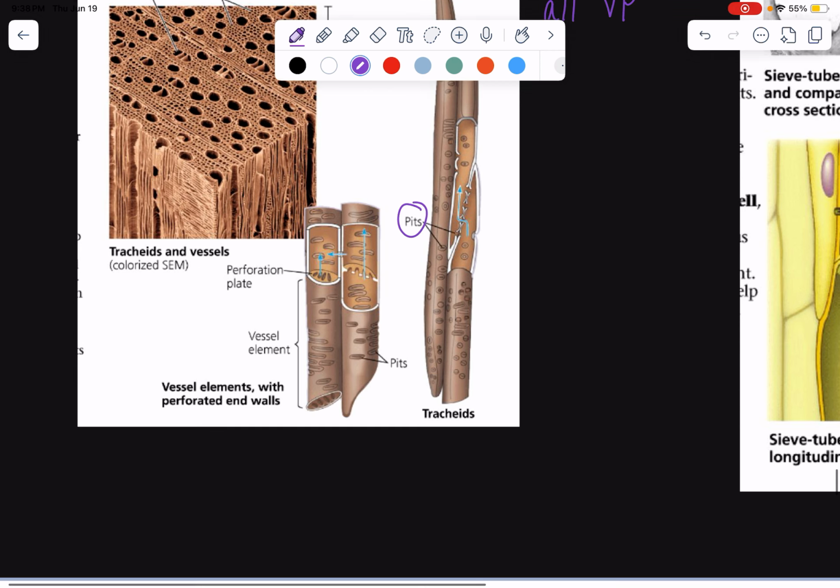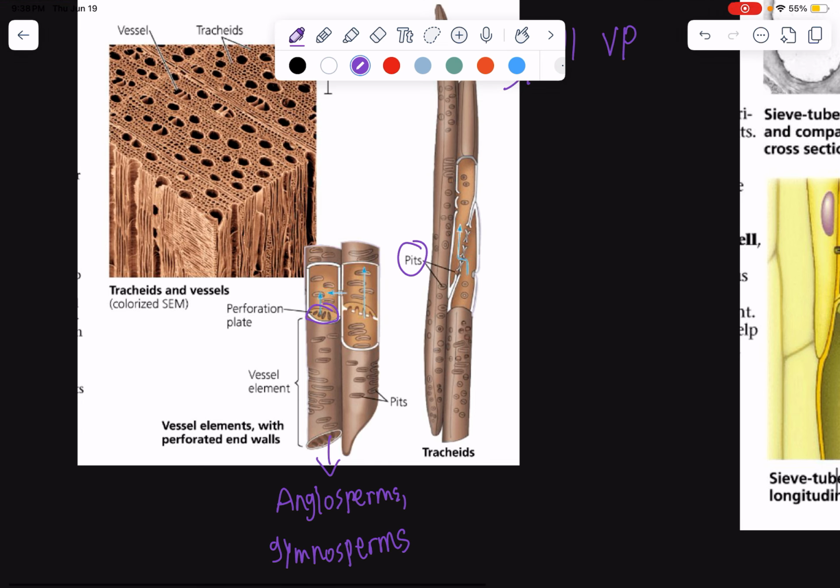And vessel elements are in most angiosperms and some gymnosperms. And basically, they're going to be shorter, thinner, and less tapered than tracheids. And the end of each element has a perforation plate, seen here, that enables the passage of water. And when they are put together, they are arranged into long pipes called vessels.